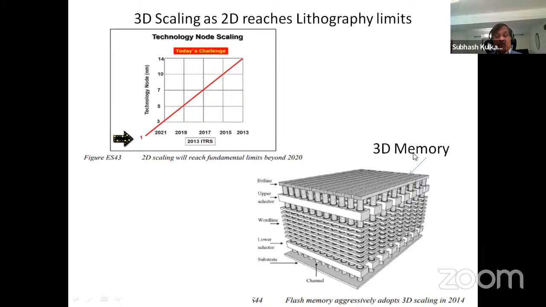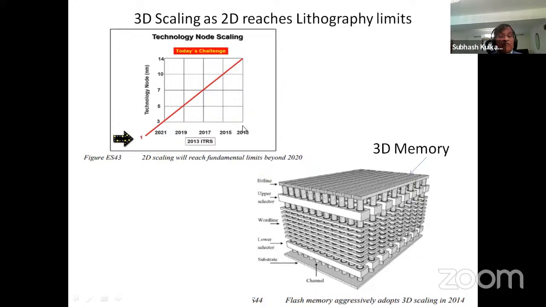Here is an example of 3D memory. I just wanted to show you. You build up these stacks, and you have these cores through which connections are made. This is a very complicated process, and each of these dimensions here looks very big, but they are on the order of maybe 10, 20 nanometers, or maybe a little bit bigger than that.